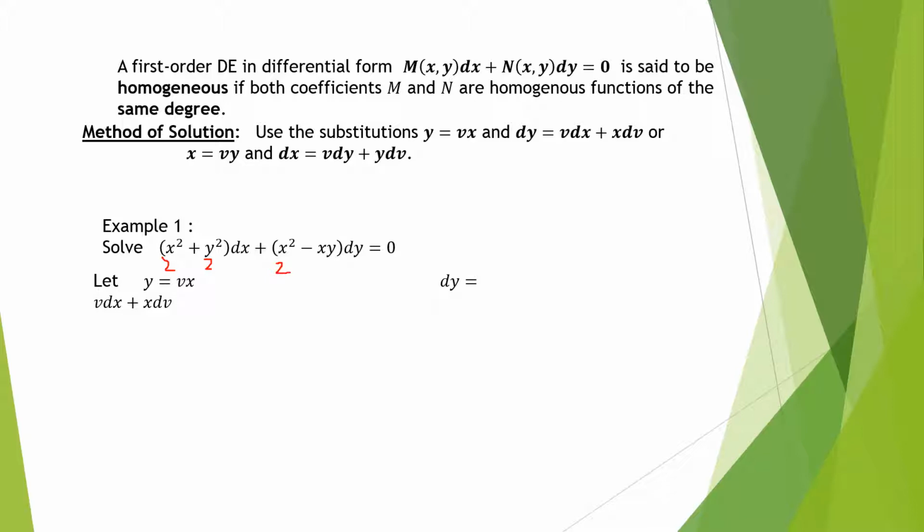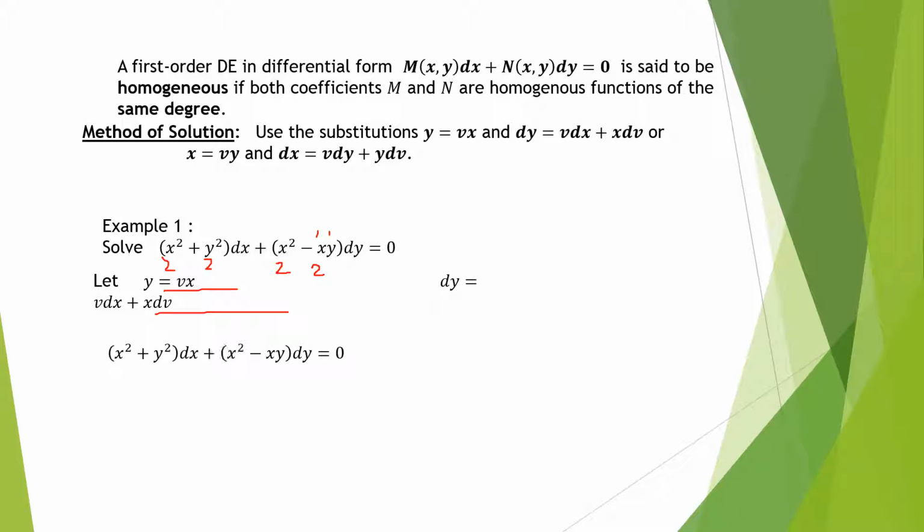The degree of xy is, this is the same as x^1 y^1, so the degree is 2. So all elements have degree 2. And therefore, this is a homogeneous differential equation and can be solved using this transformation: y is vx and dy is v dx plus x dv.